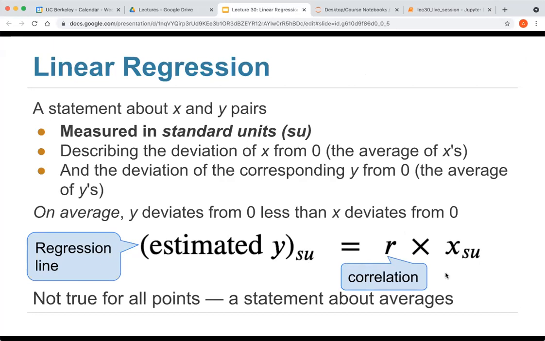Naturally, if we are going to do this kind of analysis, we are not going to always want to work in standard units. We are going to want to work in the original units in which the data are measured. But before we get to that, I want you to think about what this equation implies. So what is meant by this statement about average deviations?